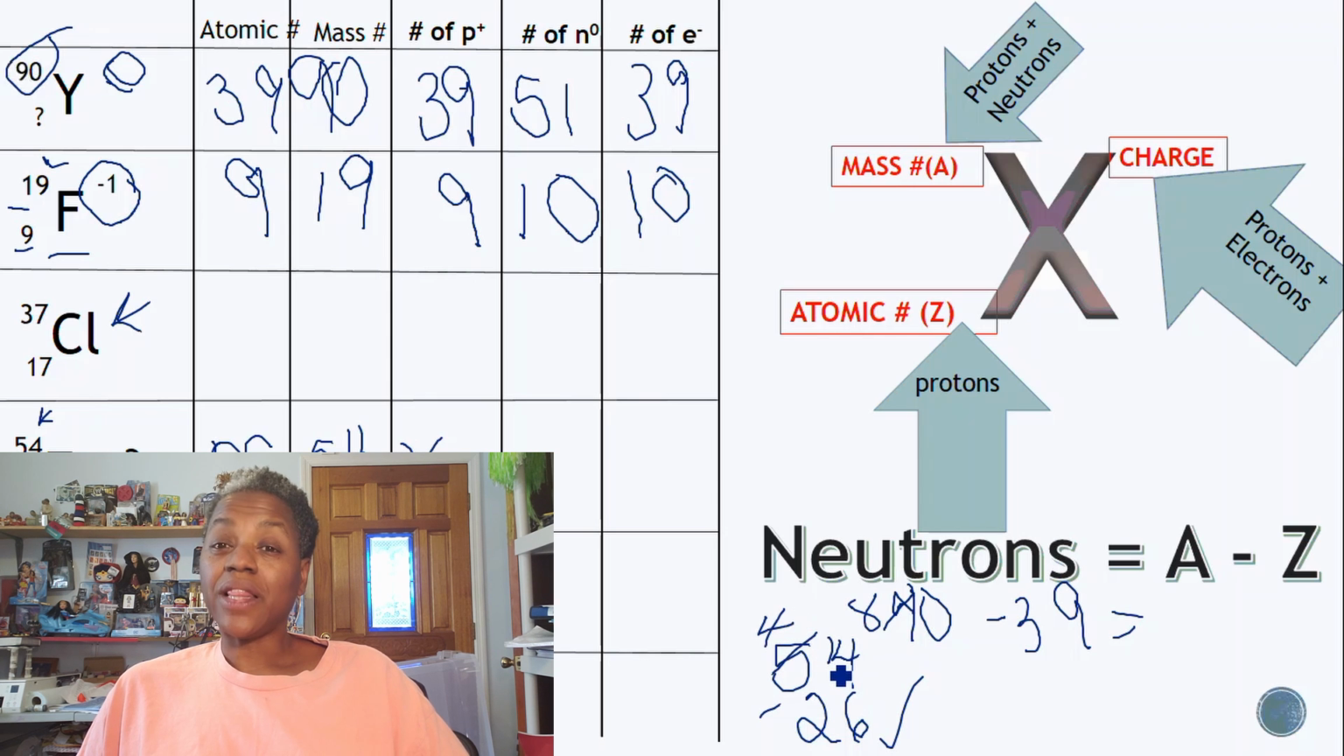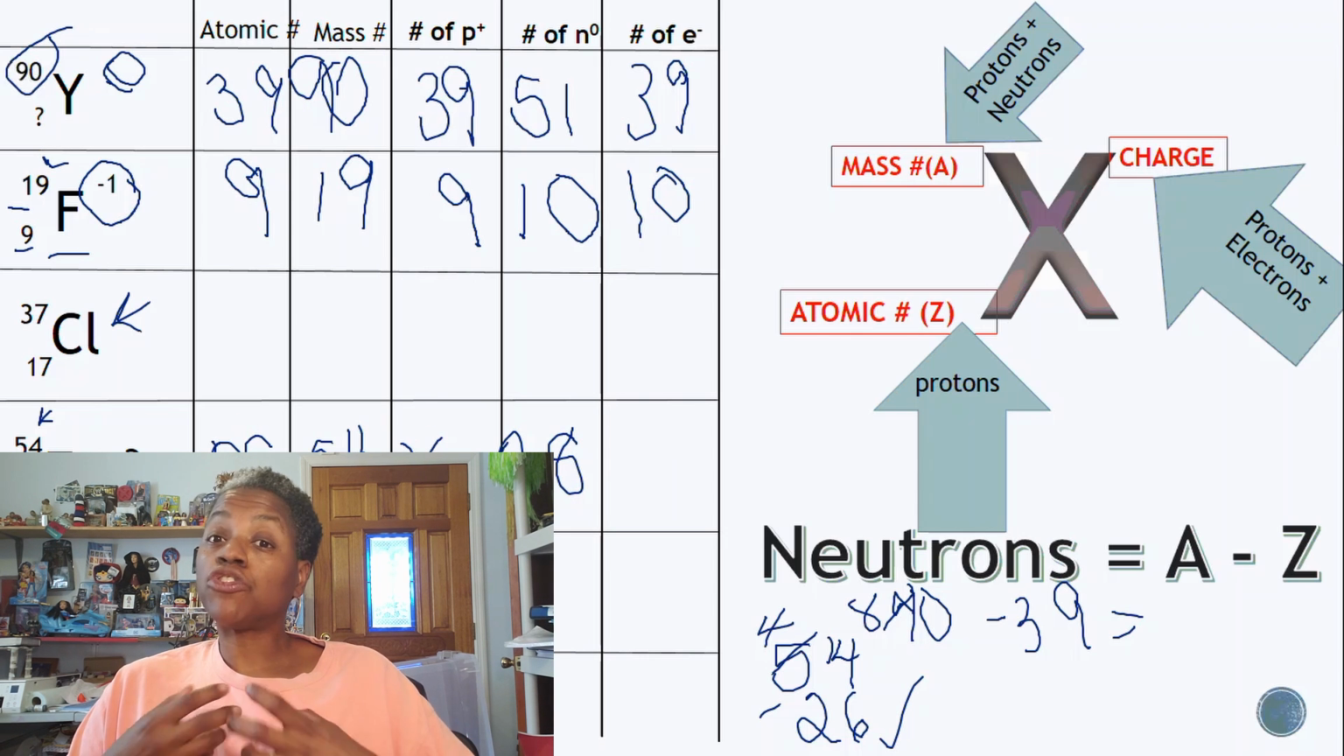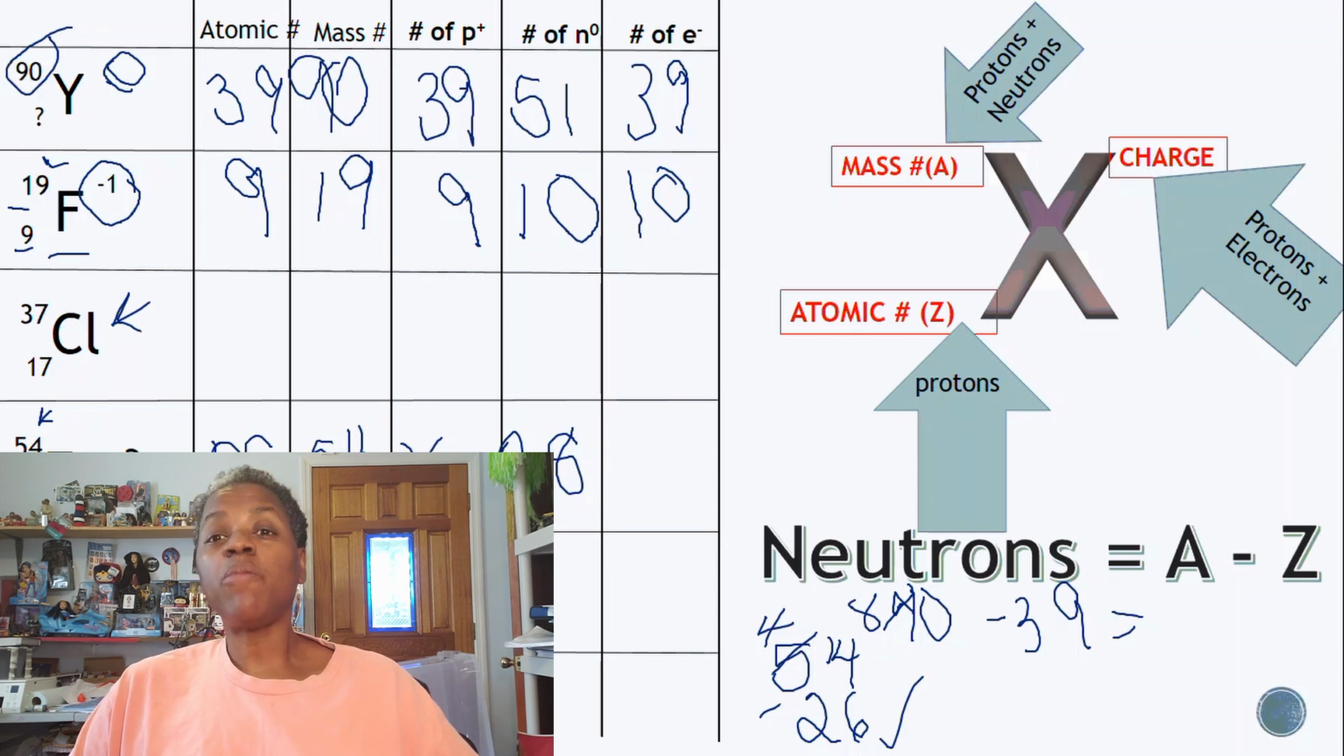So then I get to electrons. The electrons here are determined because I have a charge, so I have to do math. If there's no charge, then it's however many protons, I have electrons. +3 means that I've lost 3 electrons. So it started with 26, it lost 3, 26 minus 3 is 23.